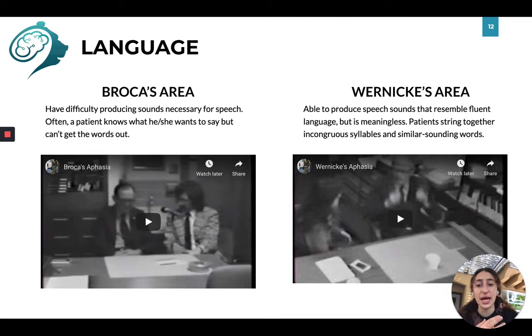Aphasia, which would be a language disorder in one of these centers, can result in different things. So Broca's area, if we have Broca's aphasia, then you would have difficulty producing sounds necessary for speech. So in your head, you can think of the word that you want to say, but you're having trouble coming up with the physical movements to make that sound. Wernicke's aphasia, on the other hand, would be producing meaningless speech. So your movement and your information of producing that speech is completely fine. It's the actual comprehension of what you're saying that doesn't make any sense.